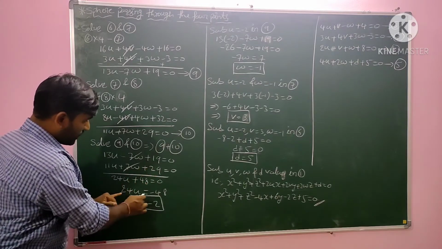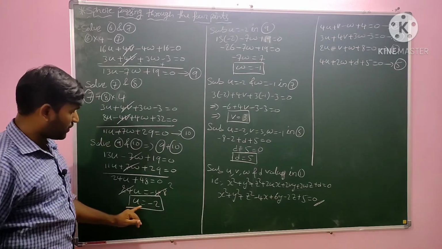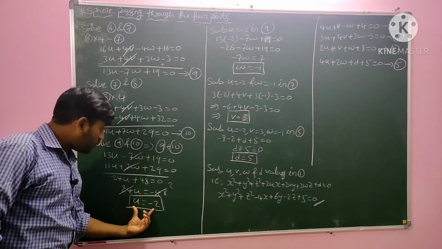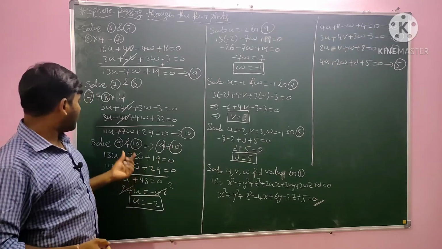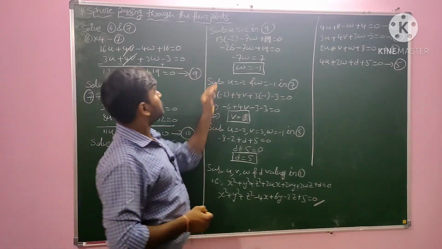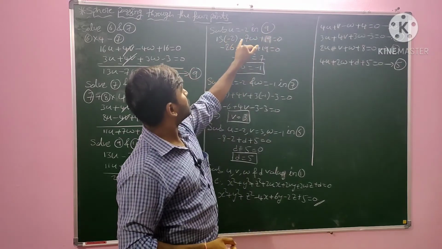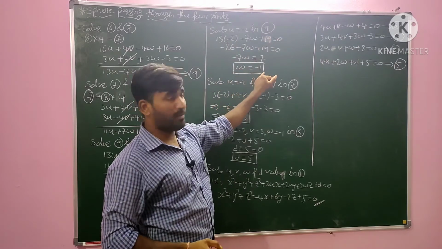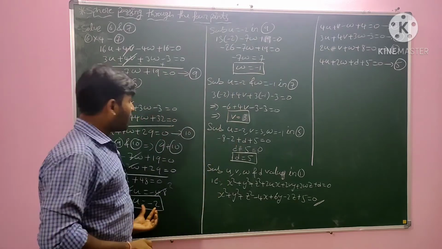Here 24u equal to minus 48. 24 ones are 24, 24 twos are 48. You will get u equal to minus 2. We are getting one value. Substitute this u value in the 9th or 10th equation, and you will get the w value. Substituting u equal to minus 2 in the 9th equation, what will you get? 13 into minus 2 minus 7w plus 19 equal to 0. By simplifying this one, you will get w equal to minus 1. We got the w value also. Now we have the u value and w value.